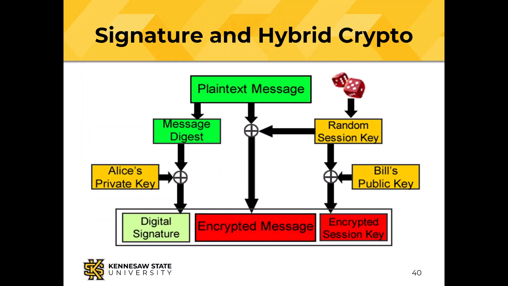So here's how that stuff works. The sender generates a random session key. In this case, Alice is sending this message, and encrypts the session key with Bill's public key. Alice computes a message digest and signs it by encrypting it with Alice's private key. And the message gets encrypted using symmetric key or classical crypto, something like the Advanced Encryption Standard, using that random session key. And then all three things packaged together, digital signature, encrypted message, and encrypted session key, all get sent off to the recipient, Bill.